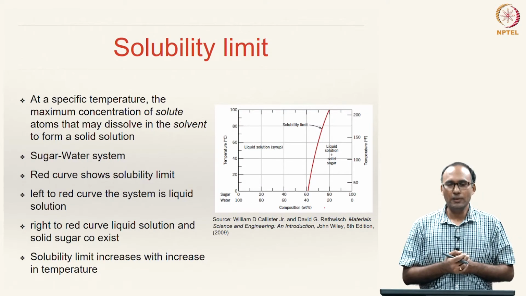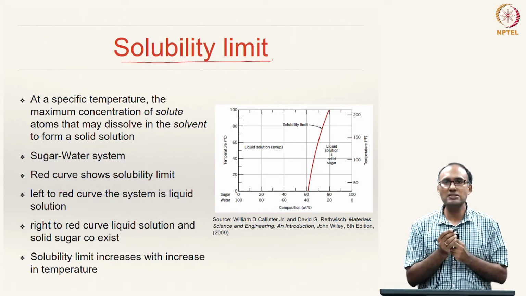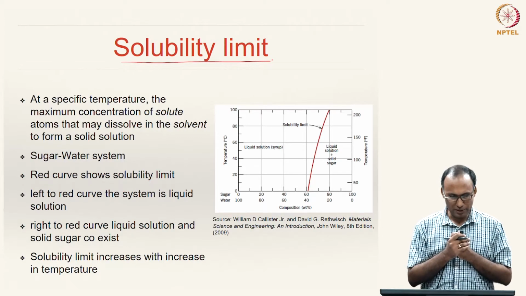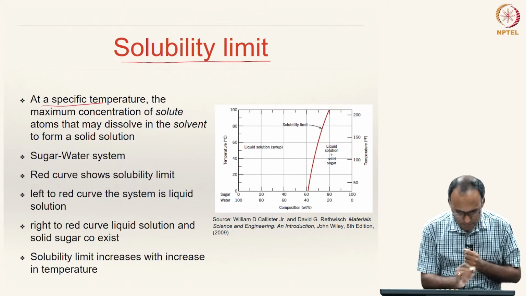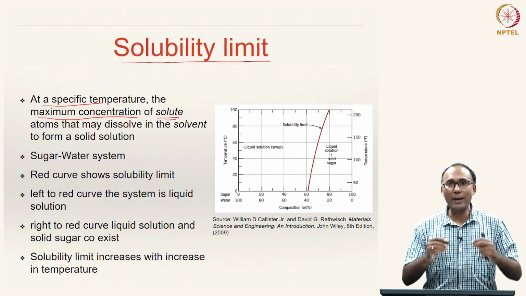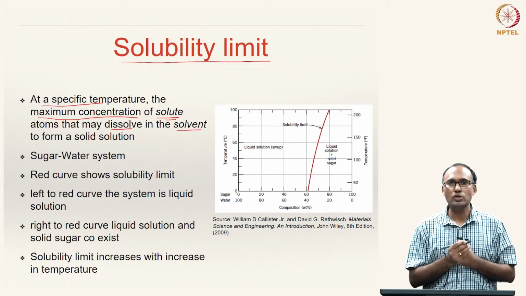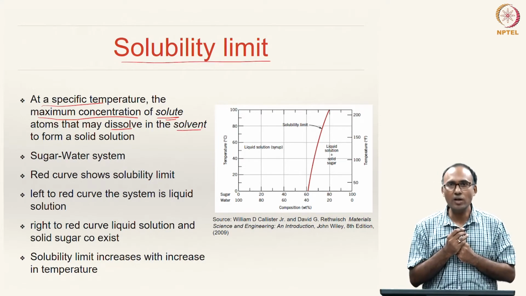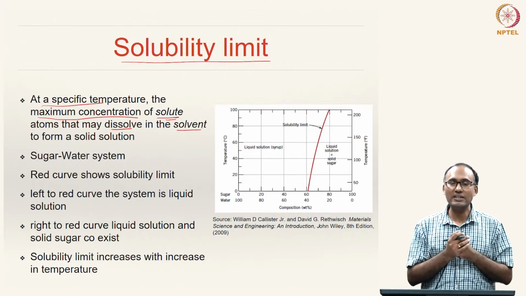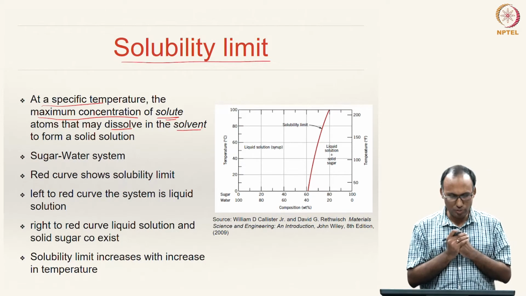Alright. So, next we will try to understand the important concept called solubility limit. As we have discussed, there is a limit to which you can add material A to material B and vice versa, and that is what we call the solubility limit. So, at a specific temperature, what is the maximum concentration of solute atoms that can be dissolved in the solvent to form a solid solution? That is what we call the solid solubility limit.